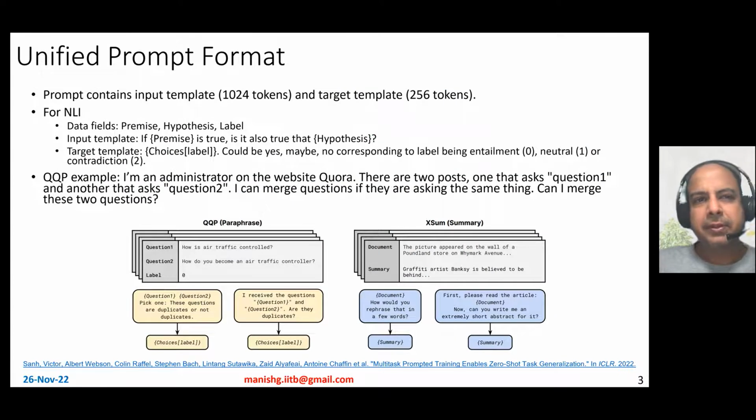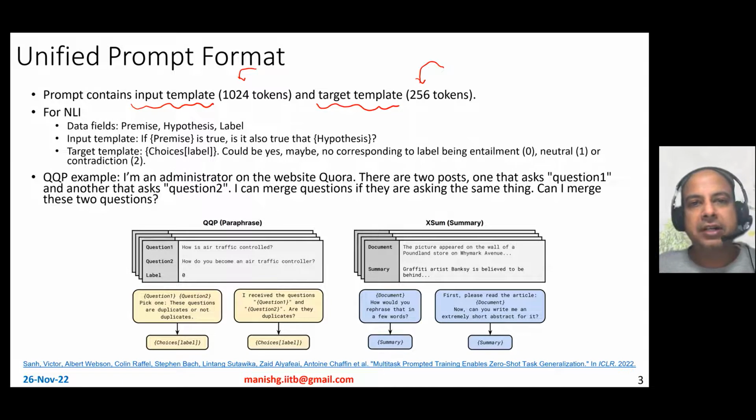Now let's talk a little bit about the unified prompt format. As we discussed, all of these models involve multitask learning using prompted inputs, right? So what does prompt mean? Prompt basically means two things: input template and target template. That's what a prompt consists of. Now, in their work, they have restricted the input template to be approximately 1,000 tokens, and the target template to be 256 tokens. So what does input and target template mean? Well, look at this example.